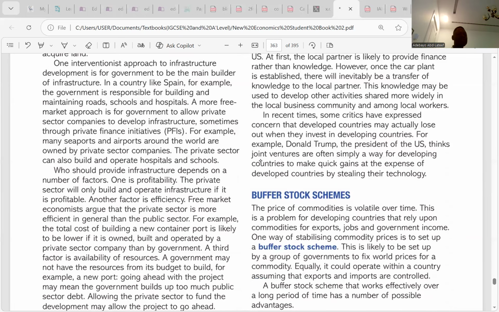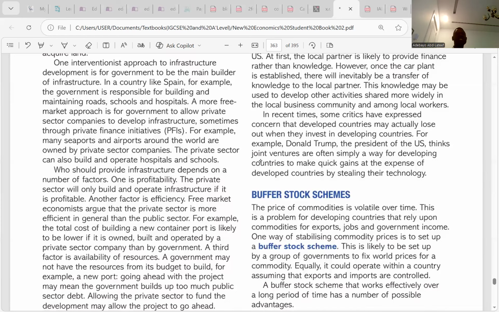Who should provide infrastructure depends on a number of factors. One is profitability. The private sector will only build and operate infrastructure if it is profitable. Another factor is efficiency. Free market economists argue that the private sector is more efficient in general than the public sector. For example, the total cost of building a new container port is likely to be lower if it is owned, built, and operated by a private sector company than by government.